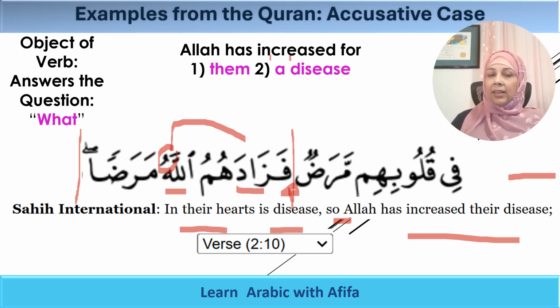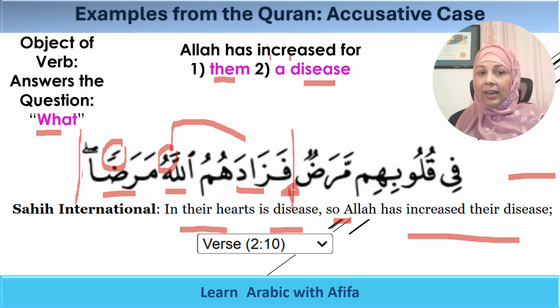So now let's identify the object of the verb zada. And as I asked you before, to identify the object, ask the question what? So Allah has increased what? And you get the answer that Allah has increased for them a disease. So you can see that maradan is a disease. So that is the object. And as you can see, it ends with this tanween fatha, which is the marker for it being the object. And we say it is mansubun.